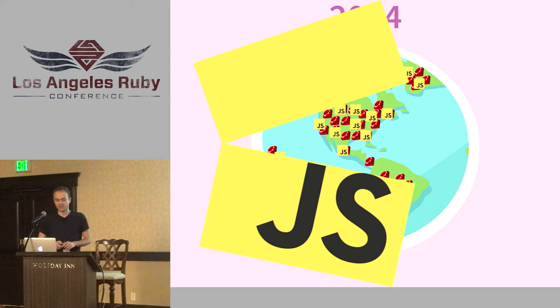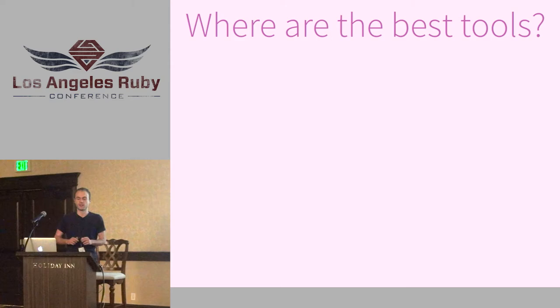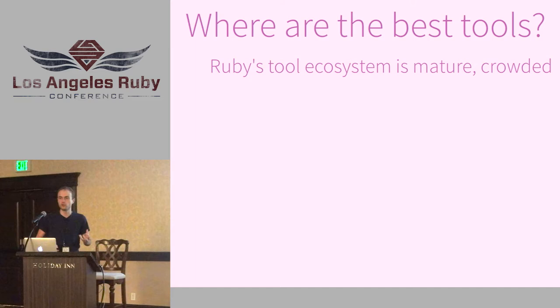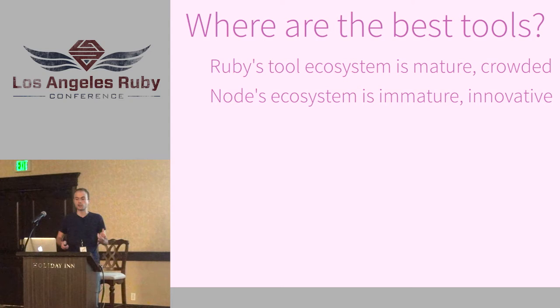Let's talk about what makes the best tools. If you're a new developer and you're trying to figure out what the best tool to use is to build a website, there are certain facts that I think we could probably all agree to. First of all, Ruby's tool ecosystem is mature, but it's crowded. Node's ecosystem, meanwhile, is immature, but it's very innovative. There's new stuff getting pushed to it every day.